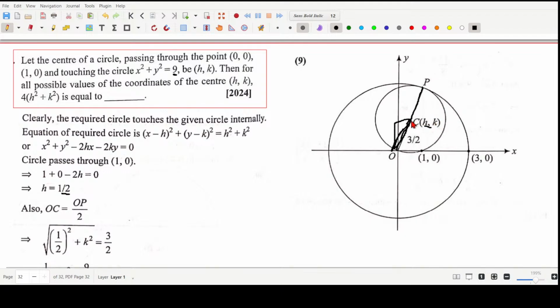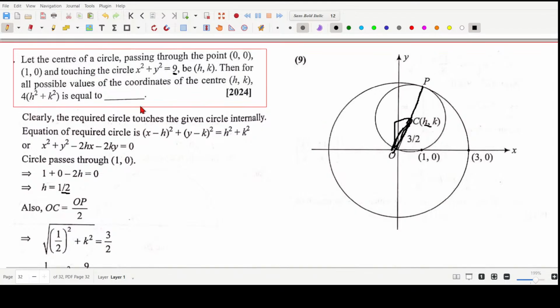How do we figure out k? Because this distance from here to the origin should be equal to 3 by 2. This point is 1 by 2 comma k, and that distance from the origin should be equal to 3 by 2, because that should be half of the bigger circle's radius. The bigger circle's radius is 3. With this, we will calculate what k is. Okay?